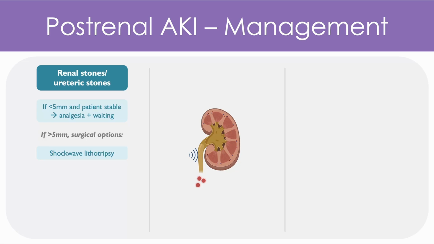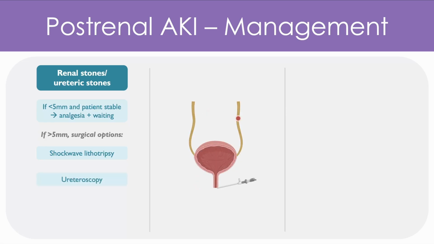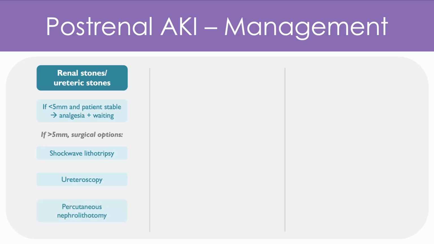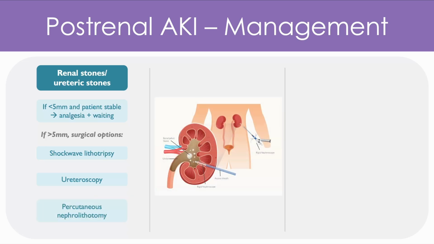Alternatively, another approach is to use ureteroscopy, which is a process where a wire is inserted into the ureter to remove the stone directly. For more complex cases, patients may be offered percutaneous nephrolithotomy, which is where a tube is inserted through the skin to remove the stone, which is usually lodged within the renal pelvis.